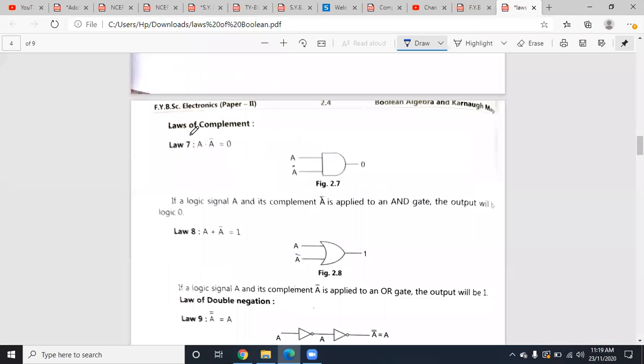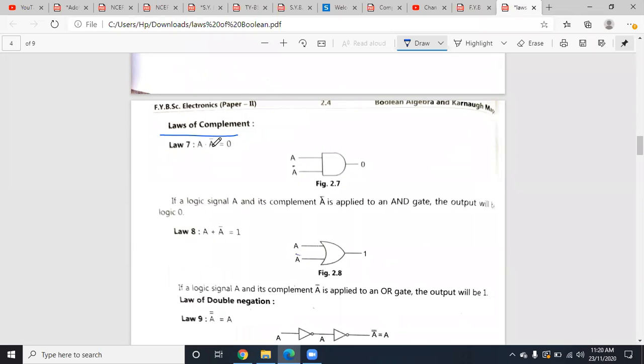Next is your law of complement. You can ask me if you're not getting any of the laws, because these laws are very important and we are going to use them throughout the entire syllabus. You don't need to remember the name of the law. Like, you have to, but it is not compulsory, but you should know what it is. If I'm multiplying A with its own complement, what will be my answer? You should know this at least, right?